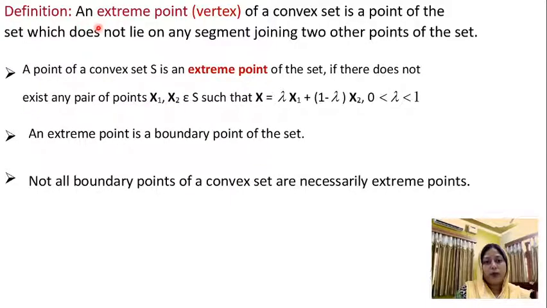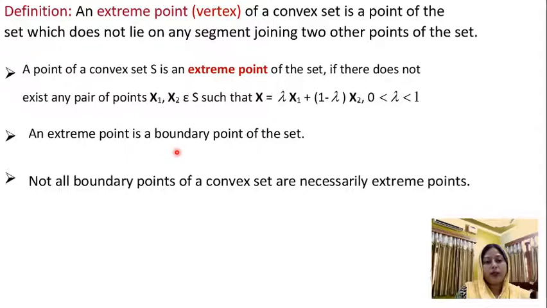The definition of an extreme point or a vertex is that an extreme point of a convex set is a point of the set which does not lie on any segment joining two other points of the set. A point x of a convex set S is an extreme point of the set if there does not exist any pair of points x1, x2 belonging to S such that x can be expressed as lambda x1 plus (1 minus lambda) x2, where 0 is less than lambda is less than 1. So we have a strict inequality here.